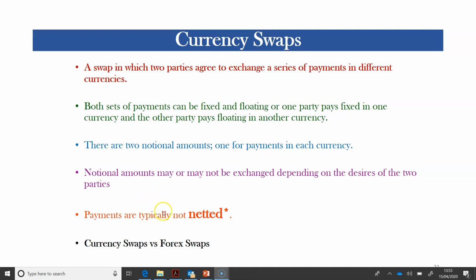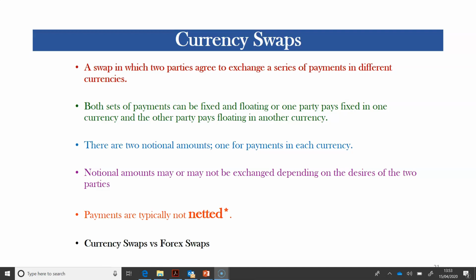Payments in a currency swap are typically not netted as the payments are in two different currencies. However, there are arrangements in some swaps to net the payment, which may involve a third party such as a clearing house. It helps to reduce the credit risk in the currency swap.